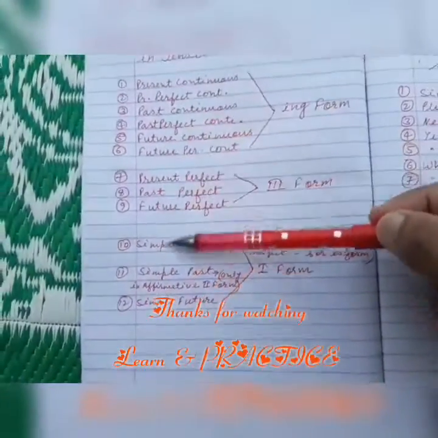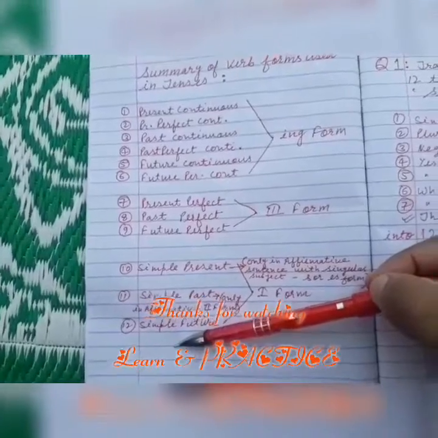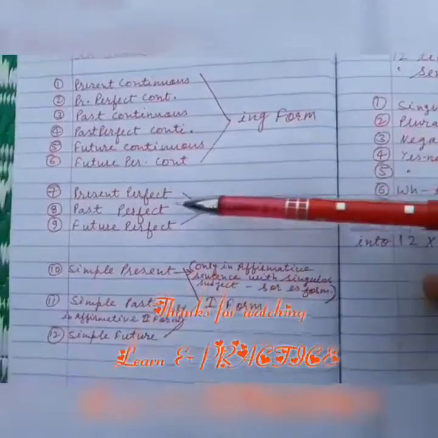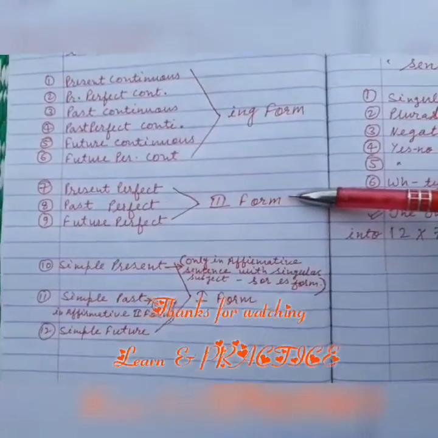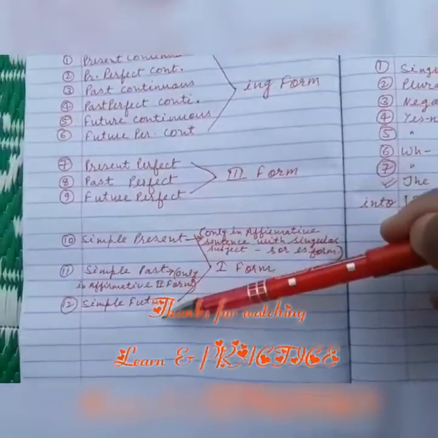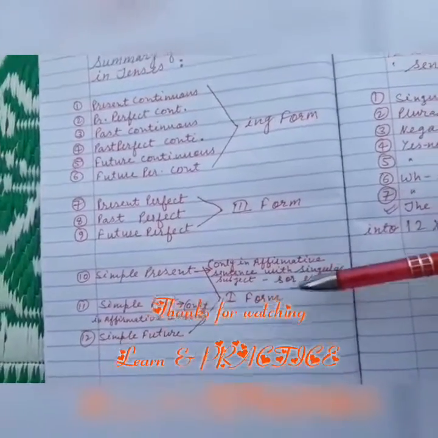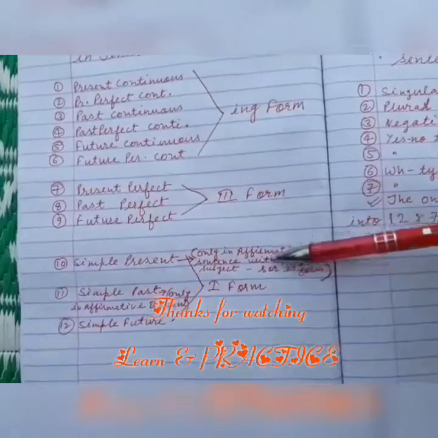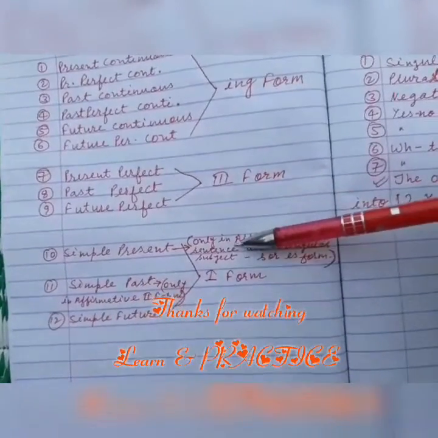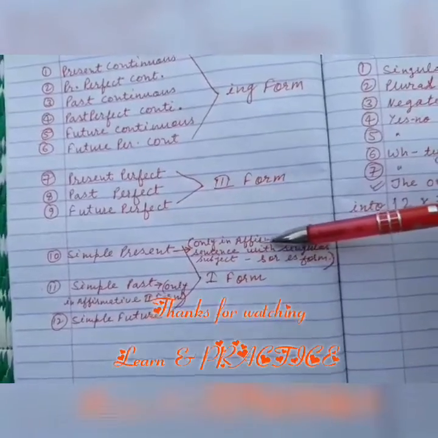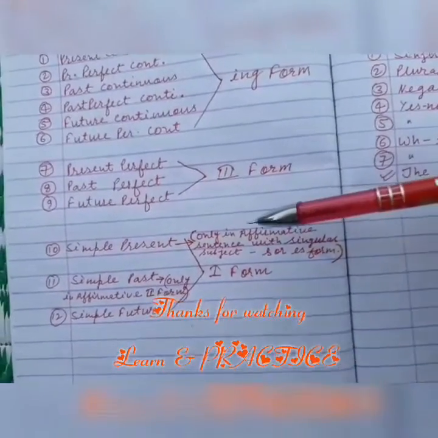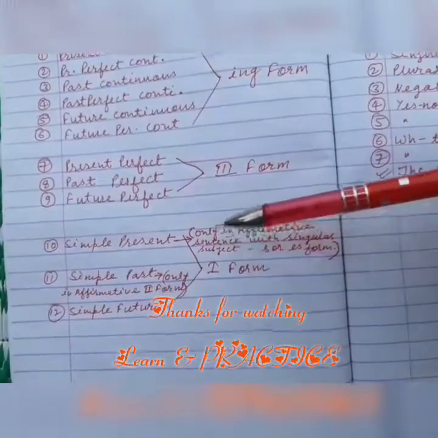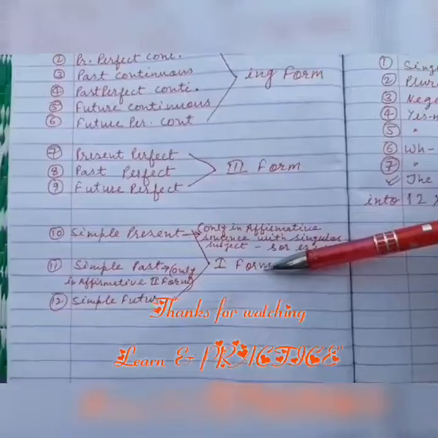You are seeing that there are 12 tenses. Out of 12, in 6 tenses you use ing form of the verb. In 3 tenses you use third form of the verb, and in 3 tenses you use first form of the verb. And only in simple present affirmative sentence, if the subject is singular then you will use s or es form. If in affirmative sentences the subject is plural, then also you will use first form of the verb.